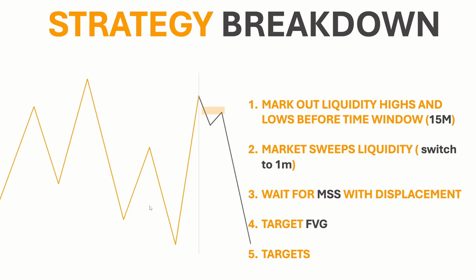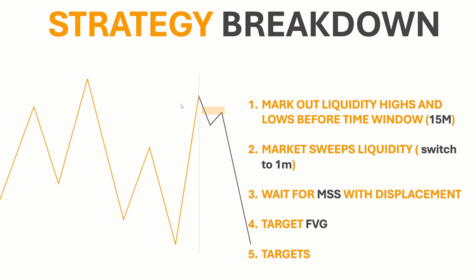So now just a quick recap, guys. Before 8 a.m. or 3 a.m. New York time, we want to let the market play out, do whatever it wants, and when we come around to our kill zone, we want to mark out our liquidity levels. Now, if market takes out liquidity to the upside, like we have in this example, we want to look for sells. If market takes liquidity to the downside, then we want to start to look for buys.